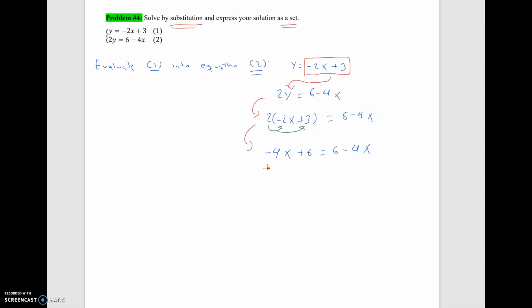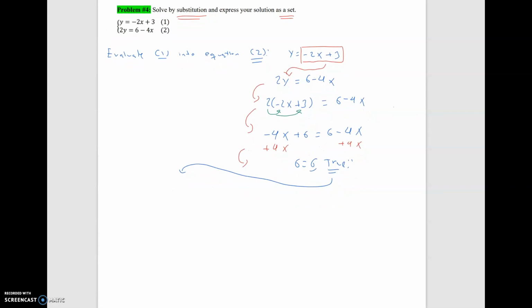Here, when we add the 4x to both sides, the x's cancel, and we're left with 6 is equal to 6, which is a true statement. Now, when we have a true statement, we're looking at an infinite amount of solutions. The infinite amount of solutions means that both of these lines end up being the same.